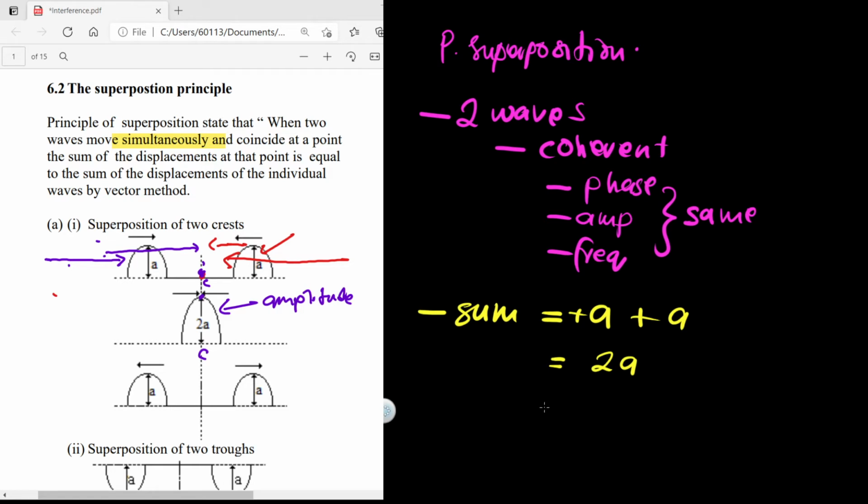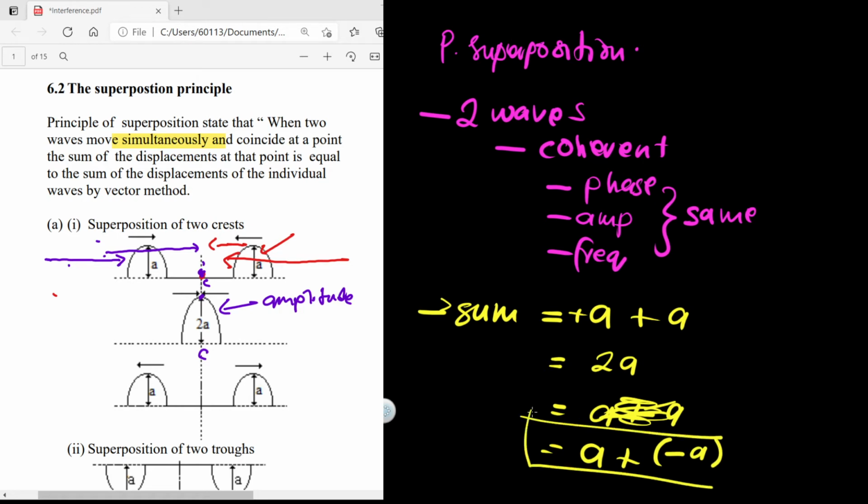What happens if we have two waves but in opposite directions? Then we use the vector method: A plus, it is still the sum so we still use plus, but since the other amplitude is in the opposite direction, we use negative A. That one we will look at later.